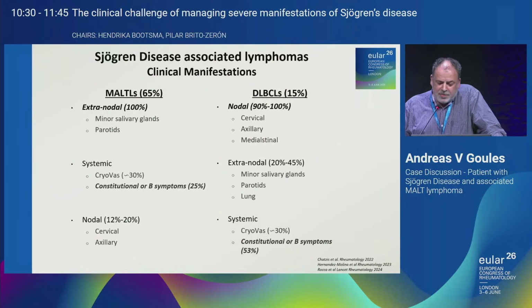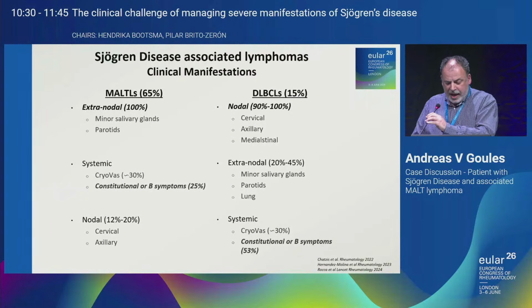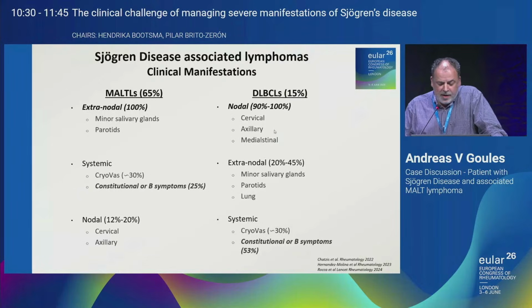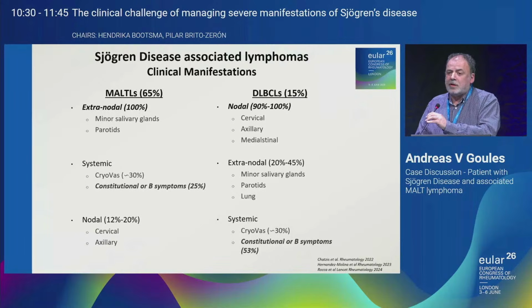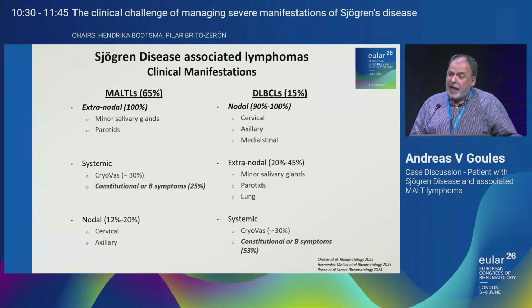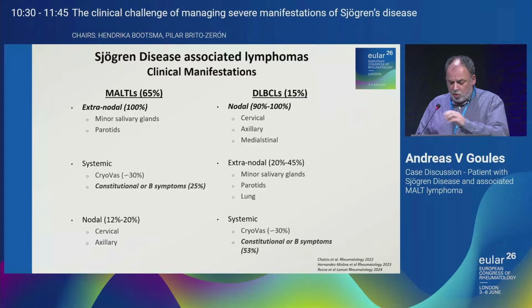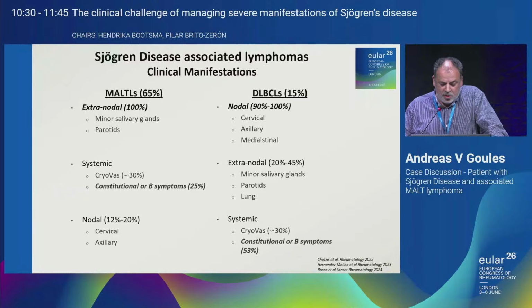On the contrary, DLBCL lymphomas usually present with nodal involvement: cervical, axillary, and sometimes mediastinal. But in a significant proportion of patients, they may also involve extranodal sites, especially the salivary glands, sharing common clinical manifestations with MALT lymphomas. They have a strong systemic component, again sharing cryoglobulinemic vasculitis with MALT lymphomas, and in a significant proportion of patients, more than 50%, DLBCL lymphomas may present with constitutional symptoms.